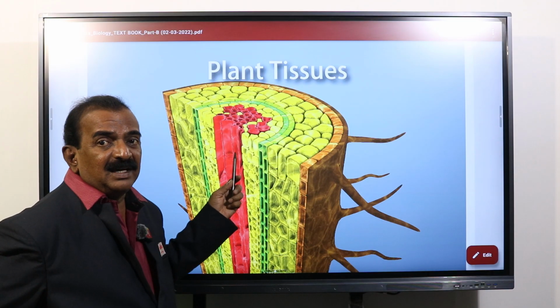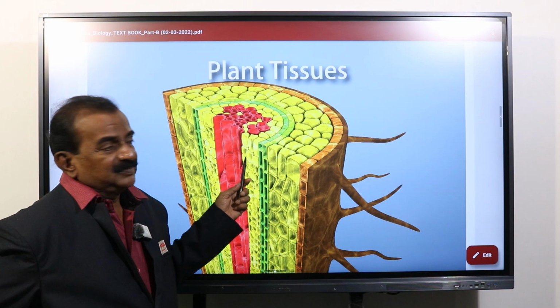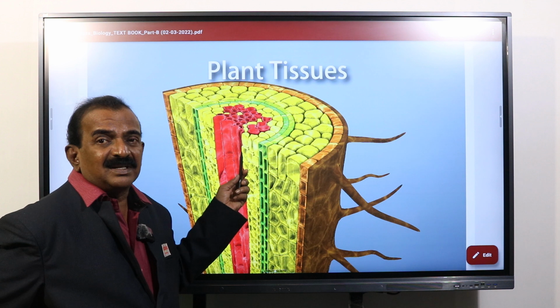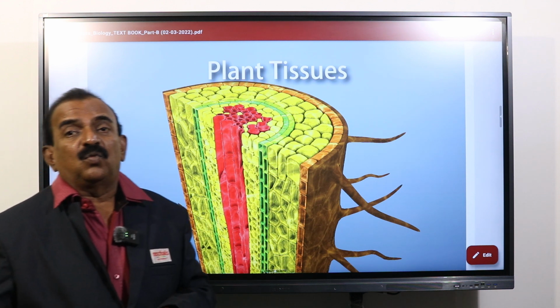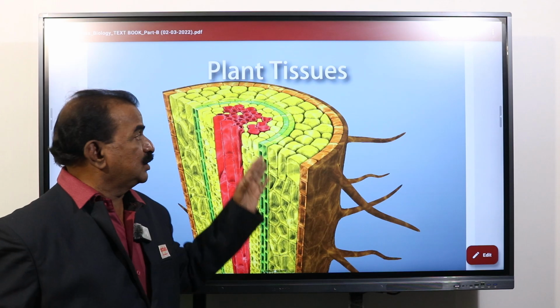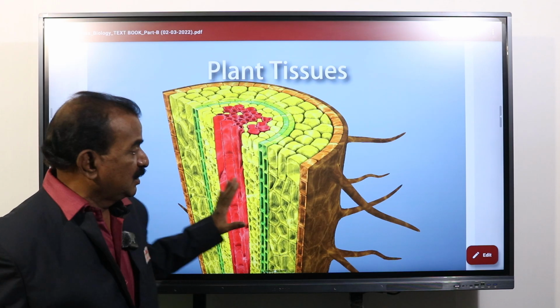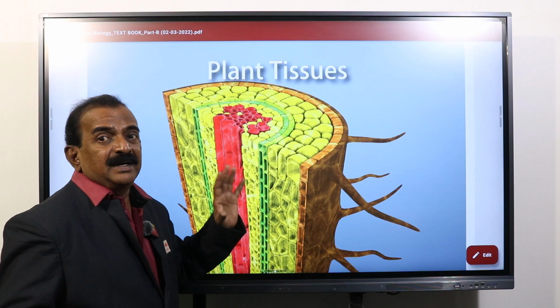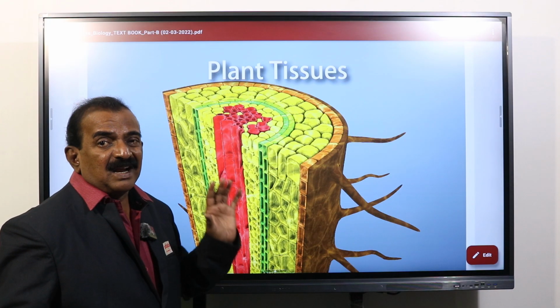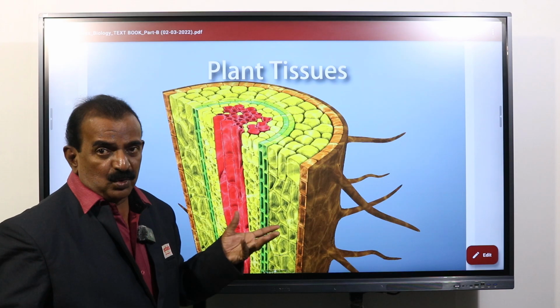the center of the TS of root, and these vascular bundles are helpful in transportation of water and food. So these are called vascular bundles. This is a beautiful diagram showing you different parts of the transverse section of a root.